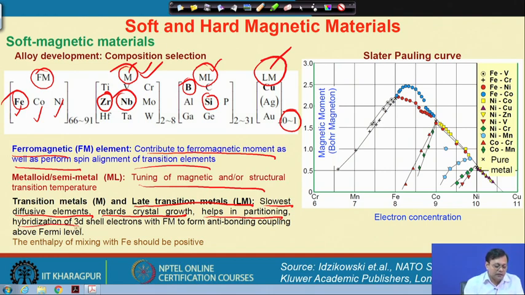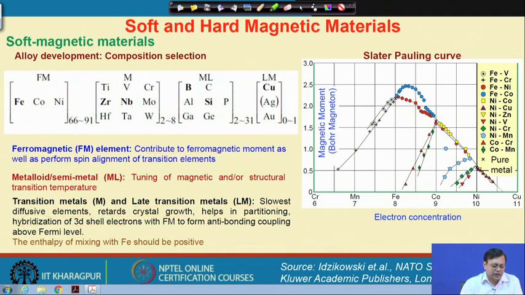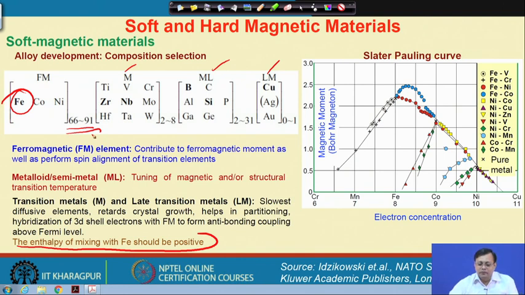So, hybridization of 3d shell electrons with ferromagnetic elements forms antibonding coupling above the Fermi level. So, these are some important aspects. Also, the enthalpy of mixing of iron with all these elements should be low. If we consider iron as a base element, it has a concentration level of 66 to 91%. So, this is a very common trend of development for the composition selection, or of the alloy development.